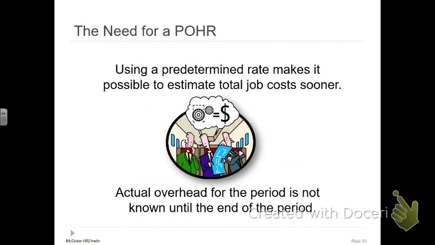The reason why we use this is it makes it possible to estimate the total job costs sooner. It also gives us a way to go out when somebody asks for a quote. We can go out and give a quote and have a pretty good idea of what it's going to cost for us to actually build that deck or whatever else.